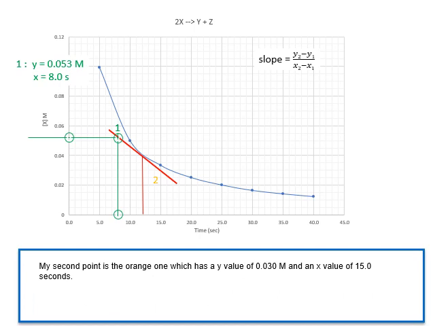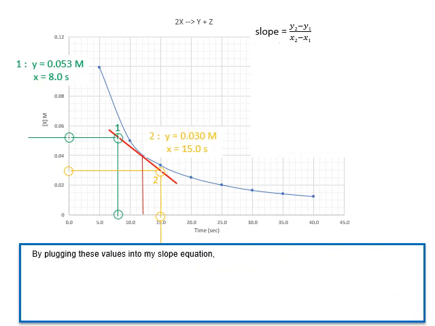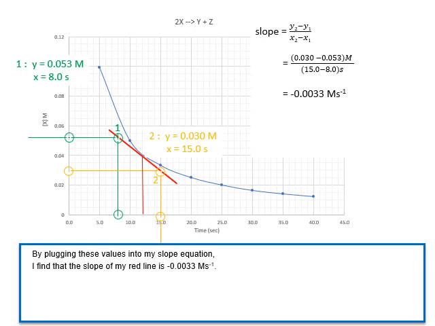My second point is the orange one. Using the same procedure, we find that the y value is 0.030 molar and the x value is 15 seconds. By plugging these values into my slope equation, I find that the slope of the red line is negative 0.0033 molar per second.